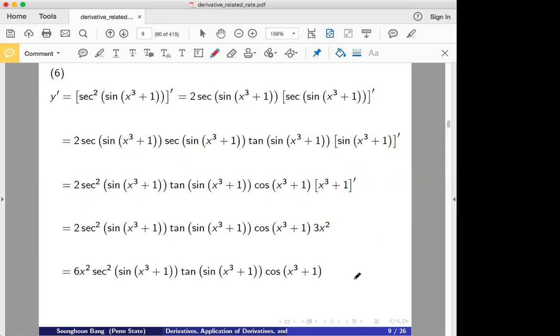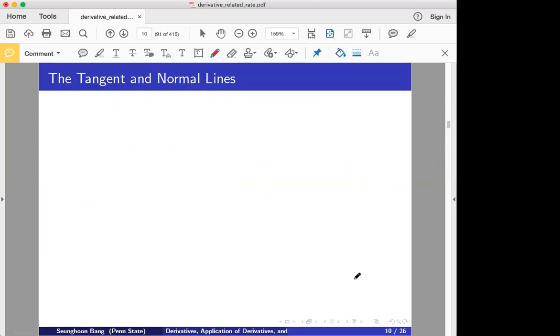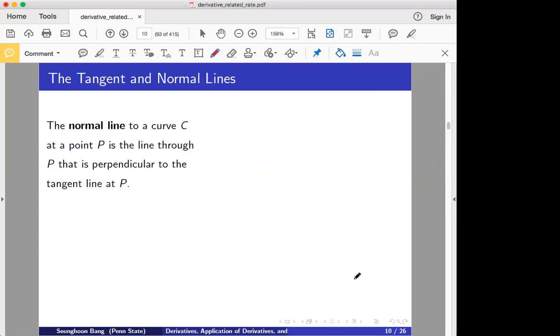That's right. This is the whole idea. The next tip. Do you know the normal line? The normal line to a curve C at a point P is the line through P that is perpendicular to the tangent line. So what does it mean?